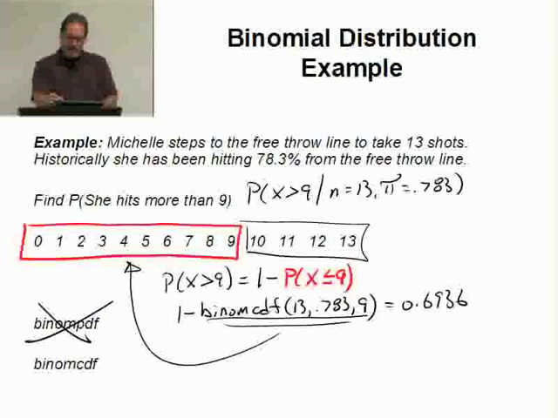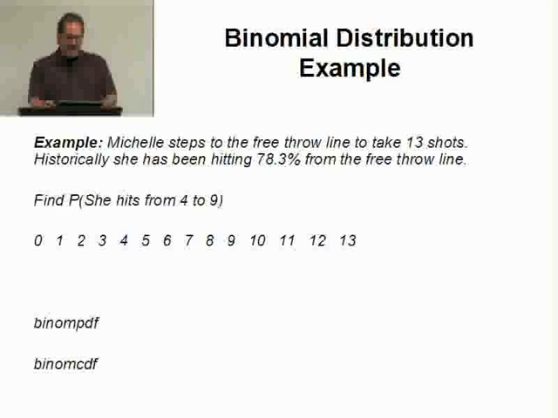Okay, let's see. What do we have coming up here next? All right, she hits from 4 to 9. What does that mean? Well, it means start at 4, go to and include 9.